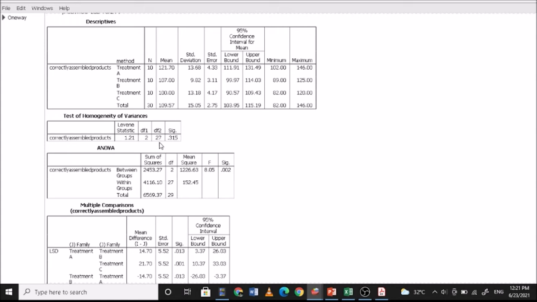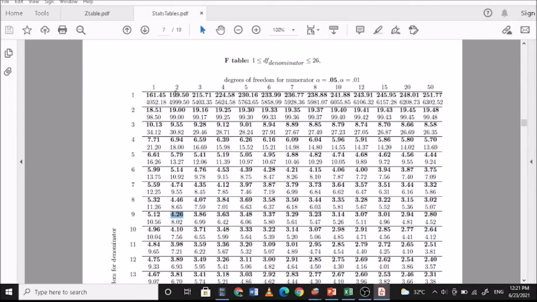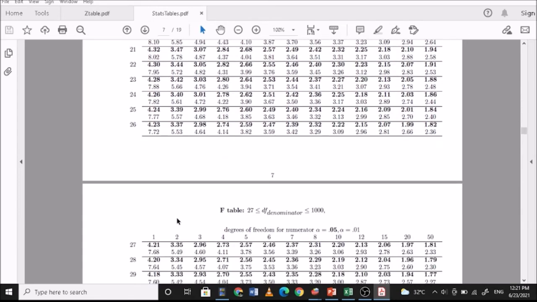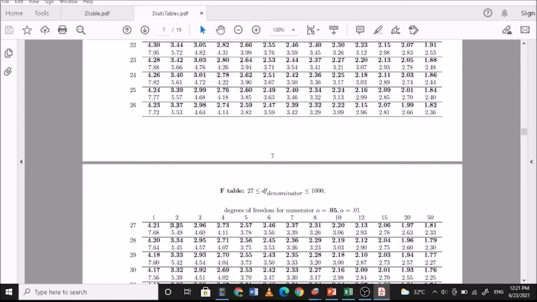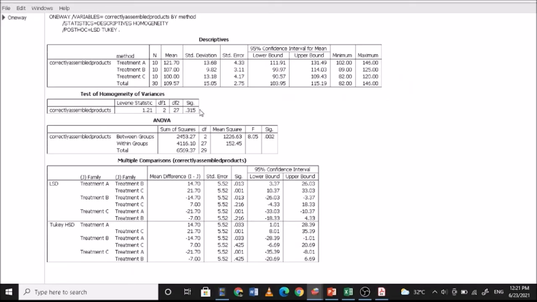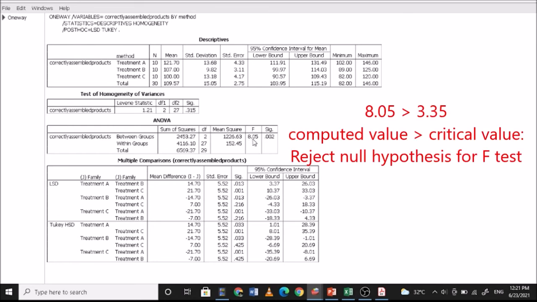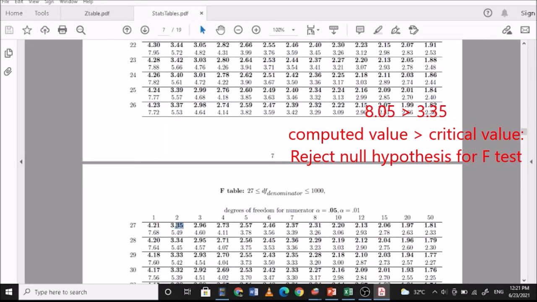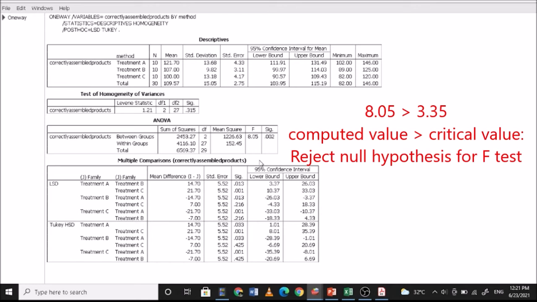So if you want to use the F test, that's 2 and 27. So that's 3.35 at 0.05 level of significance. Okay, our F test is 8.05, which is greater than your critical value here, greater than 3.35. So meaning we reject the null hypothesis.